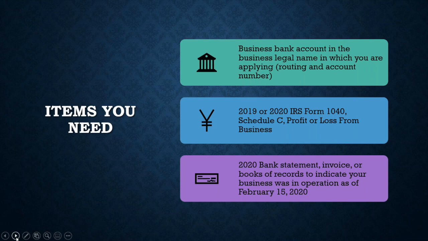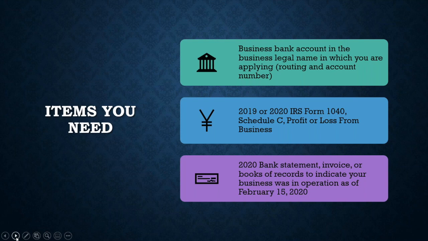2020. Also, you may be in a cash-based business where you keep receipt books. So you want to get a copy of your receipt books, but make sure you get the ones that are dated February 2020. If you get a 1099, you can reach out to the company that gave you the 1099 and ask them for a transaction history, a detail of the payments that they made to you for the month of February 2020. Those are some things you can upload with your online application to prove that you were in business as of February 15th, 2020.